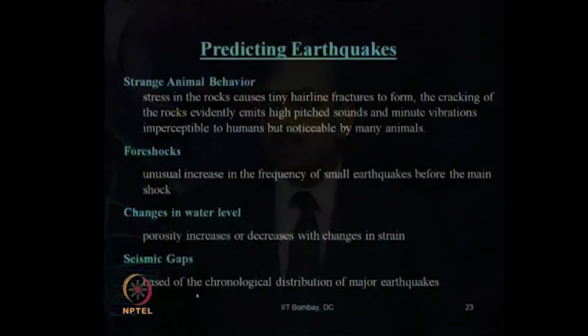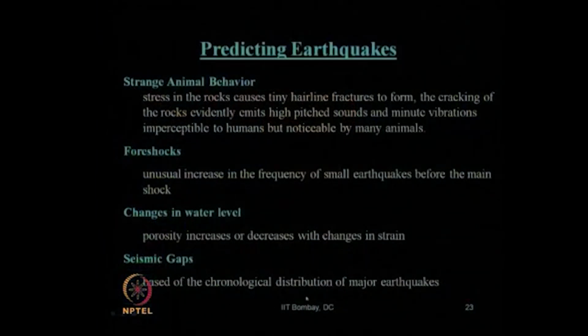Another approach people mention is seismic gaps, based on the chronological distribution of major earthquakes. That is, they record the historical record of various earthquakes chronologically, and through the gaps between different earthquakes they identify when the next one will probably come. Again, that is on a probabilistic basis, not an exact answer.